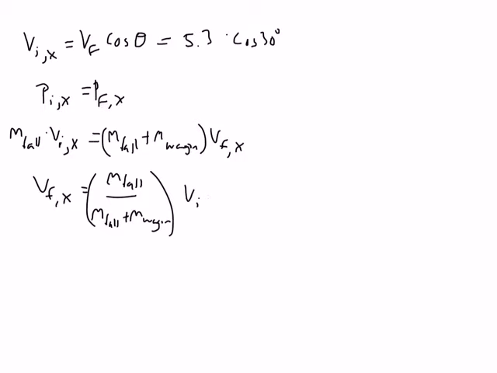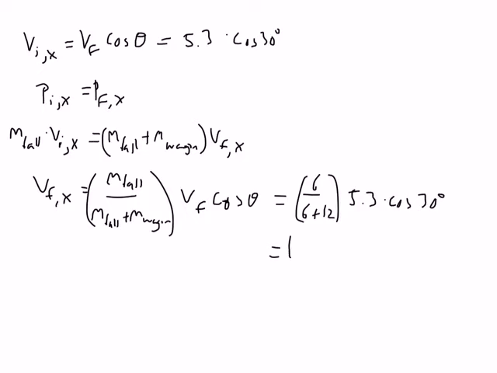Actually, I'm going to save a little bit of time. And this is just VF cosine theta, right? Exactly what we wrote above. And we know all these numbers, right? The ball is 6 kilograms. The wagon is 12. And so you can punch that into your calculator and you get 1.5 meters per second.